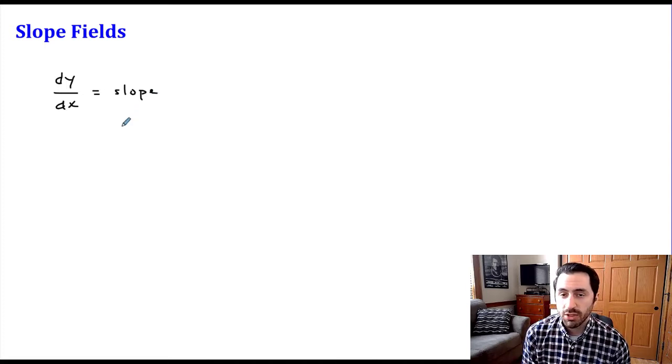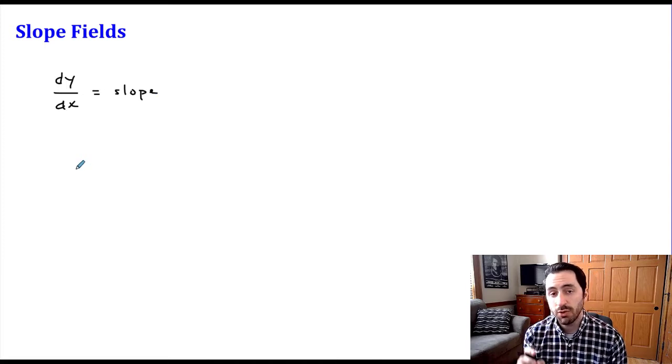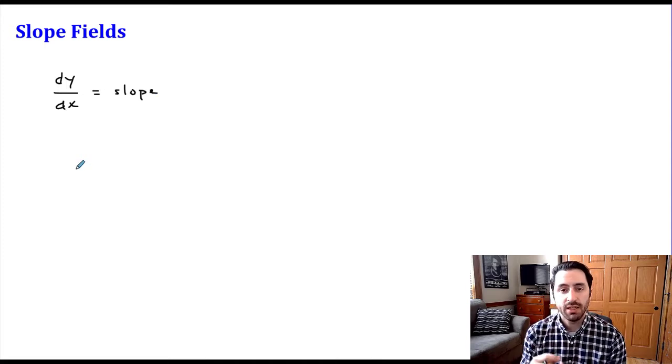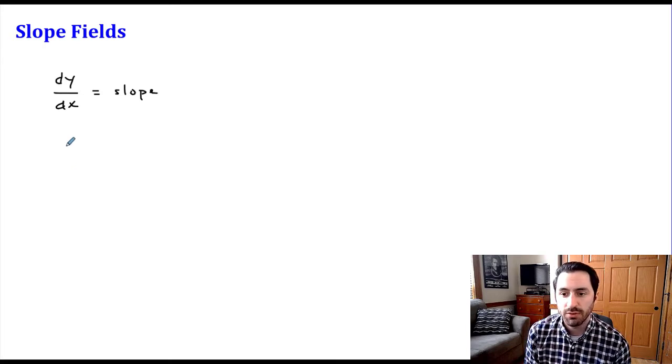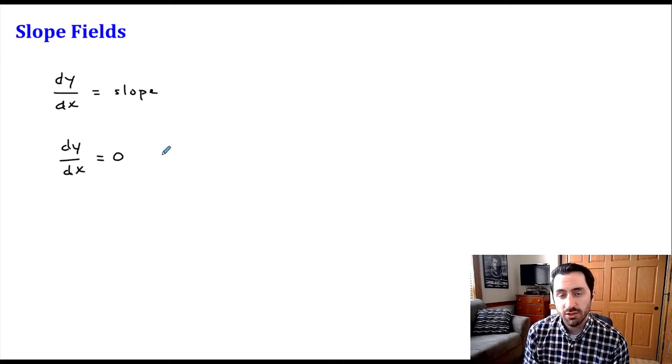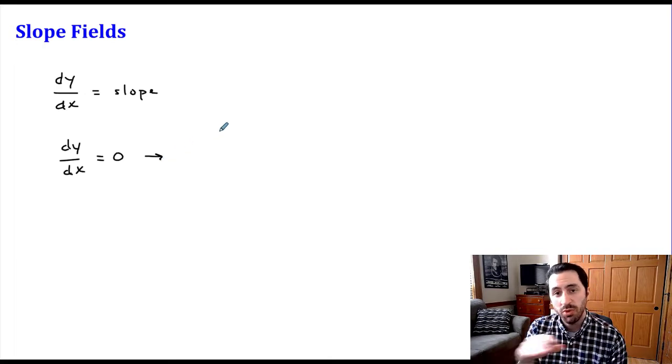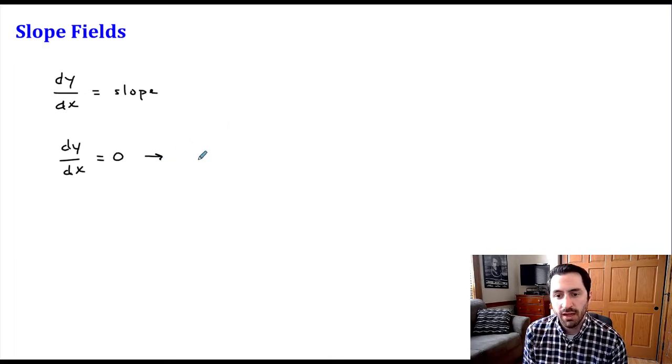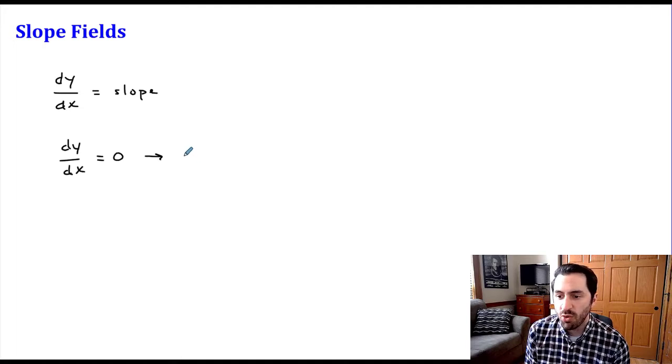So if I know that this represents slope, I'm going to use short little line segments in my graph to represent these potential slopes of a bunch of different tangent lines at a bunch of different points. A couple easy ones that we need to keep in mind. Let's say dy over dx is equal to 0. That means the slope of the tangent line is 0, which means it's horizontal. So that would be a horizontal tangent line. And if that's the case, at that specific point, we're just going to use a small little horizontal line segment to represent that.